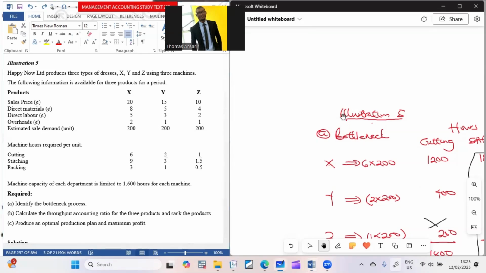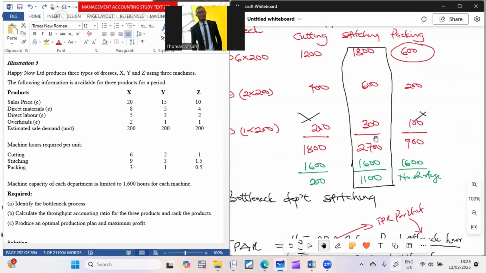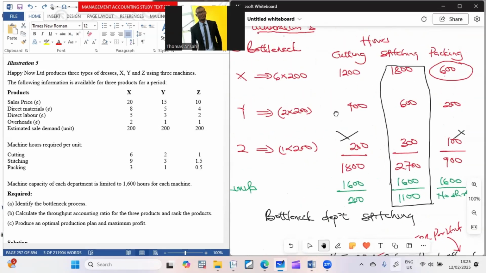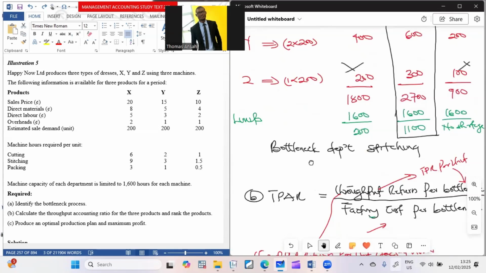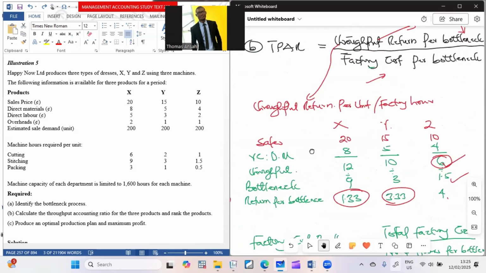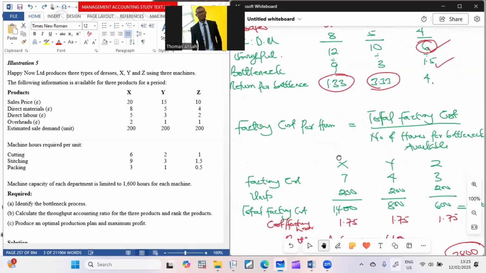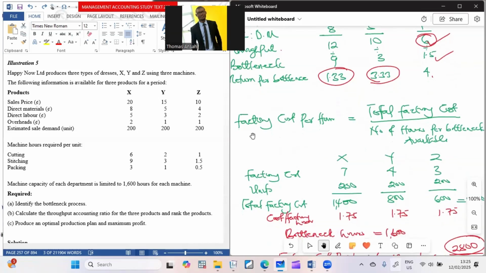So watch out for part 3. So step 1, identify the bottleneck. If you have multi-department, this is how you can go about it. All right. So then you do the throughput accounting. The throughput accounting ratio, just go on with your step 2, throughput per unit, which you find here. Then you do that unit per bottleneck. You bring in the bottleneck so that you know your bottleneck. This is our bottleneck. You find it. All right. Then you are doing your throughput per factory hour because we are asked to do the ratio.